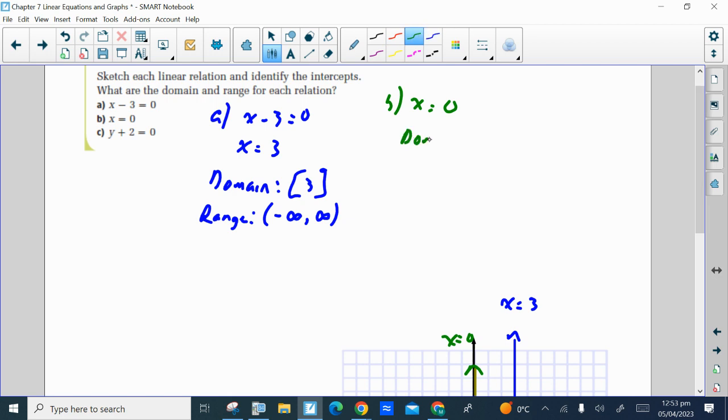So the domain of x equals 0 is simply that x is always 0. This graph doesn't go left or right at all. It has only one value on the x-axis. But because you're going up and down forever, the range goes from negative to positive infinity.